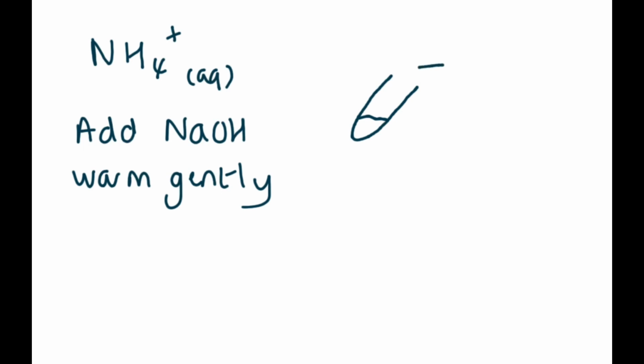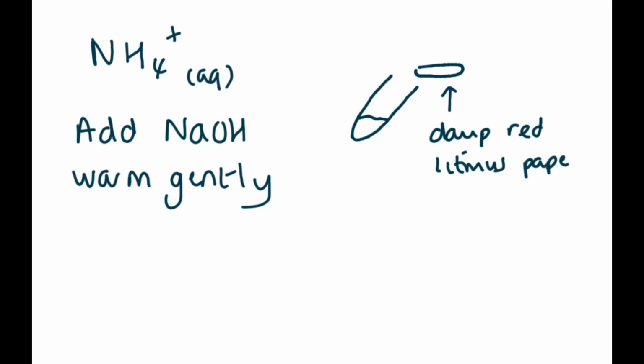You then need to use a piece of damp red litmus paper, which you hold in the neck of the tube. Damp red litmus paper. Do not let the litmus paper touch the tube. You've just got to hold it in the neck of the tube. And as you warm it gently, then you are going to get ammonia gas being produced, and the red litmus paper will turn blue.